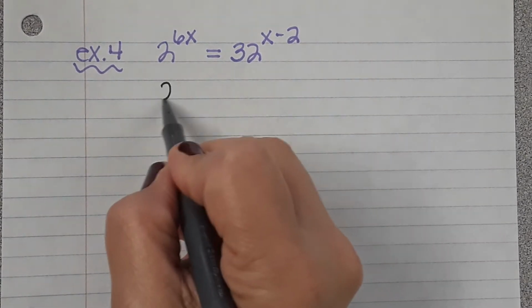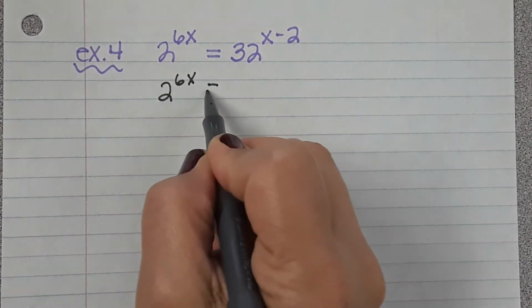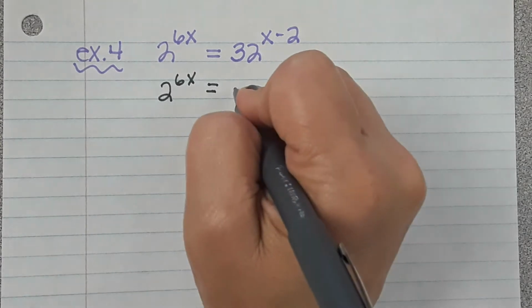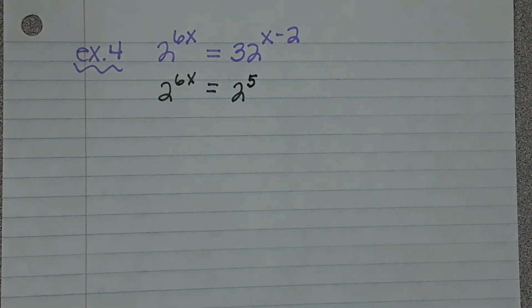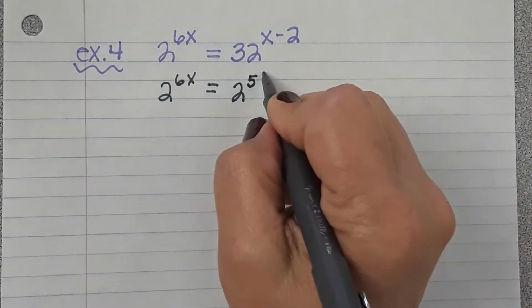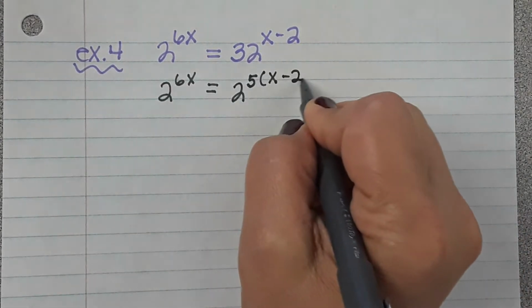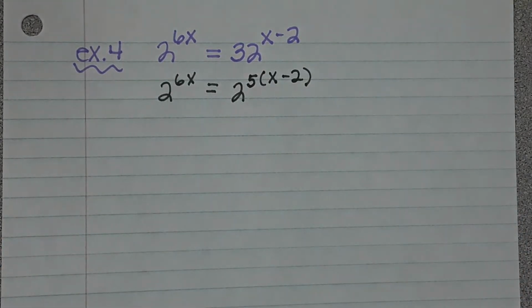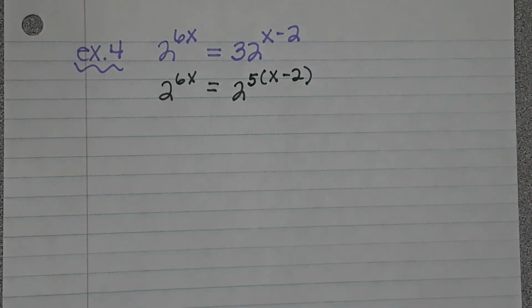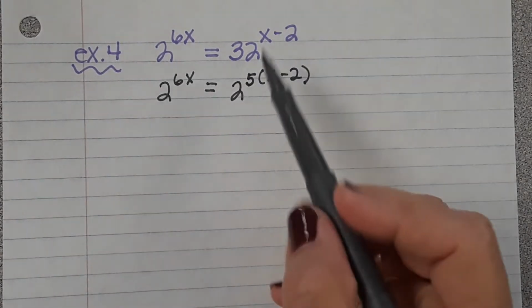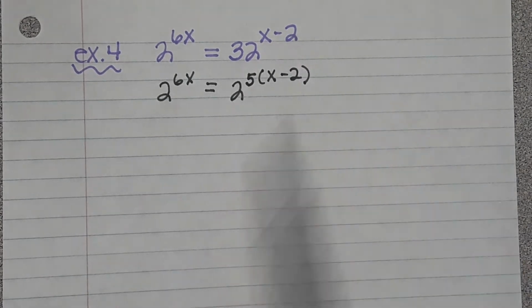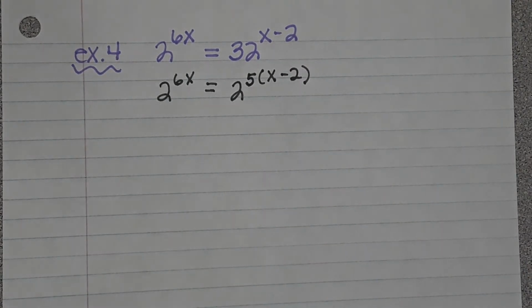So 2 to the 6x stays, but I'm going to change 32 to 2 to the 5th power. But notice that 32 already had an exponent on it, so we're going to put x minus 2 there. So you can't make the x minus 2 disappear. It's part of your exponent. So I wrote 2 to the 5th, but then I put that x minus 2 in parentheses.